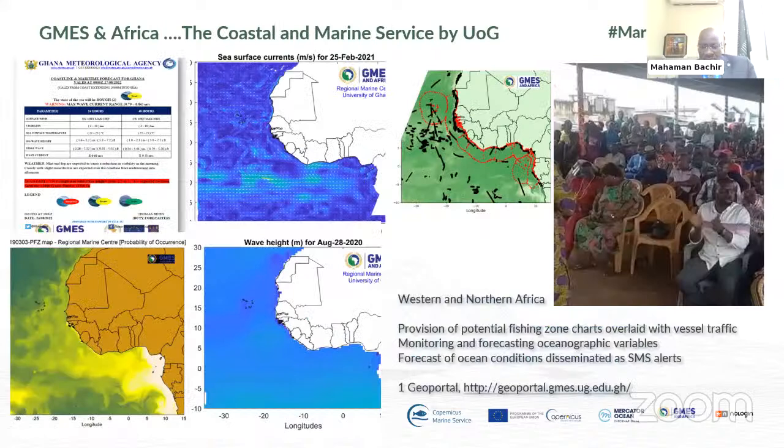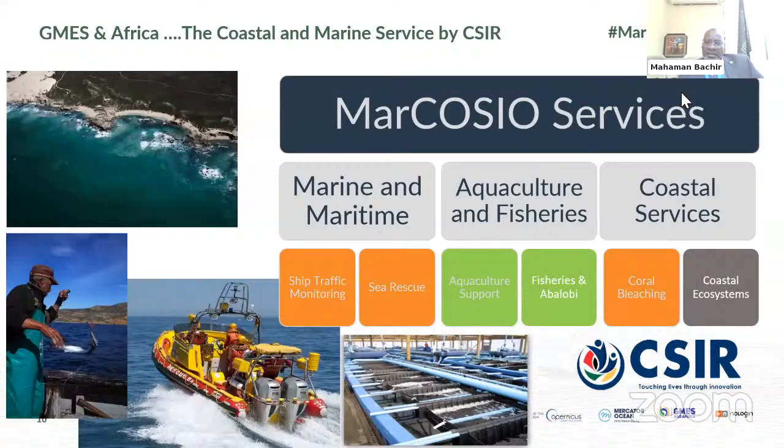This is a short presentation of what University of Ghana is proposing, but for sure our colleague Ignatius will come more in detail. But you are seeing that in terms of provision of potential fishing zones, monitoring and forecasting oceanography variables, and forecast of ocean conditions to disseminate through mobile app and SMS alerts. In terms of services provided also by the second consortia, CSIR, it's really also about marine and maritime in terms of ship traffic monitoring, sea rescue, aquaculture support, fishery, coral bleaching, and coastal ecosystem.